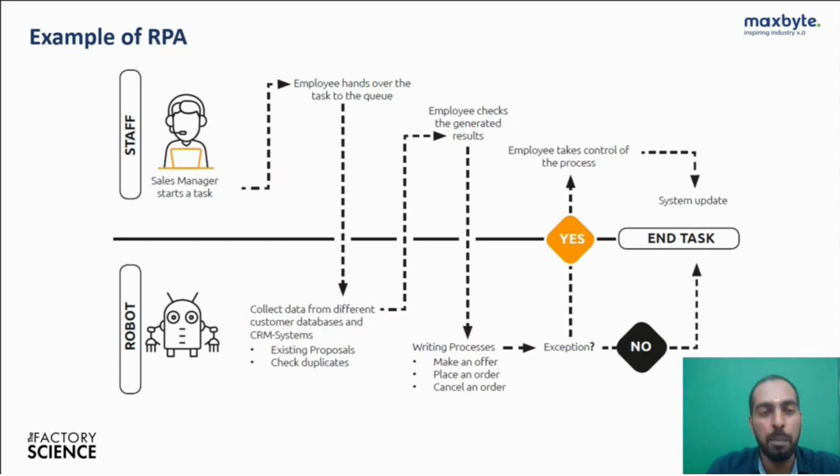So this is a simple example of how an RPA bot can be integrated with human workforce tasks. If the workflow consists of 5 or 6 processes, 3 can be done by the manual staff and 3 can be done by the RPA robot. So this is the simple example.